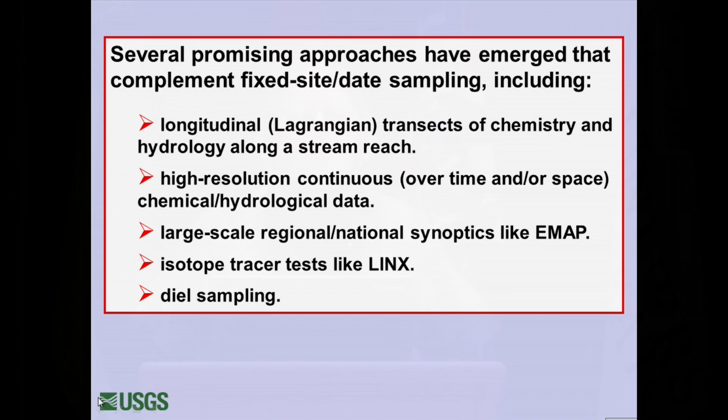One is the longitudinal or Lagrangian. Let's face it, we have done very few really honest-to-God Lagrangian studies where you're actually following the parcel of water, but we did a big one in October on the Sacramento River, and it took huge resources to follow a plug of water. Now, normally you do a longitudinal where you try to follow the flow path or sort of follow a flow path. Continuous data, there are regional synoptics where they go out in helicopters and sample the holy heck out of things. There are isotope tracer tests like LINKS, and there are diel sampling or other ways to approach the kind of variabilities in rivers.